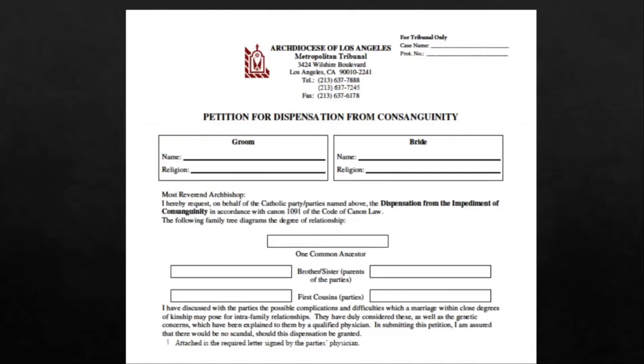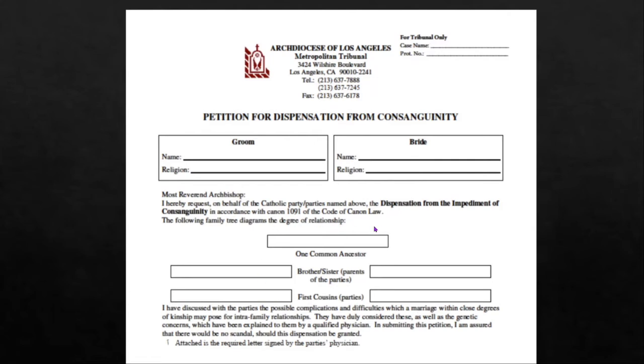And it was kind of interesting. I was looking at the form that people fill out to ask for the dispensation. When they are in the fourth degree, they are required to have a discussion within the church about the implications and complications of a marriage within a close degree. They're also required to talk to a medical professional for genetic counseling about it so that they are aware of all the possible health implications.